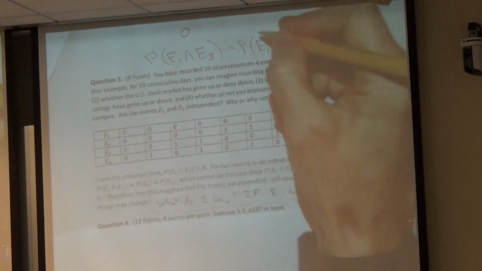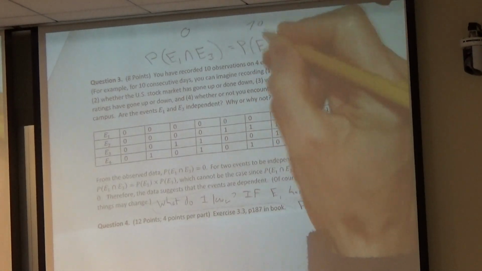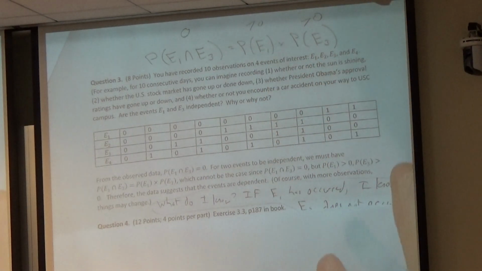But over here, you've got some positive number for E1, you've got some positive number for E3. You are never going to satisfy that equation. So based strictly on this data set, you're going to tell me that E1 and E3 are not independent events because they do not satisfy the definition of independence.